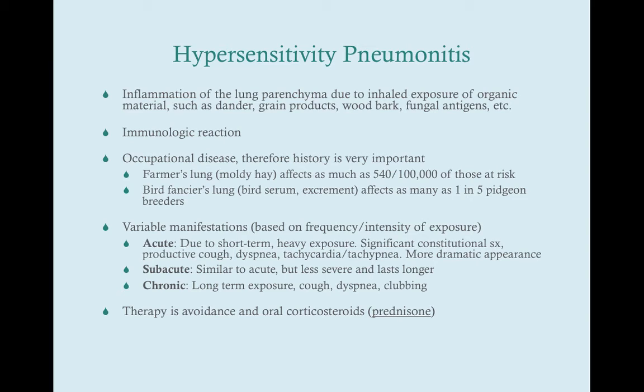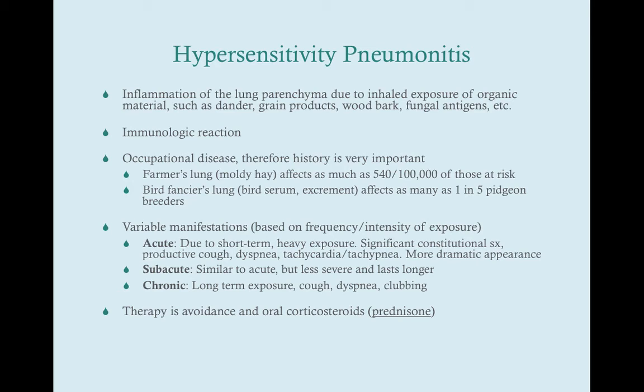Now, there are variable manifestations of hypersensitivity pneumonitis. You can have acute, subacute, and chronic. What I would remember is the acute and the chronic, and then remember that subacute is kind of in between. So acute is when you have sudden extreme exposure, so short-term heavy exposure. And what you get are constitutional symptoms, fever, weight loss, night sweats, and respiratory symptoms, productive cough, dyspnea, tachycardia, tachypnea.